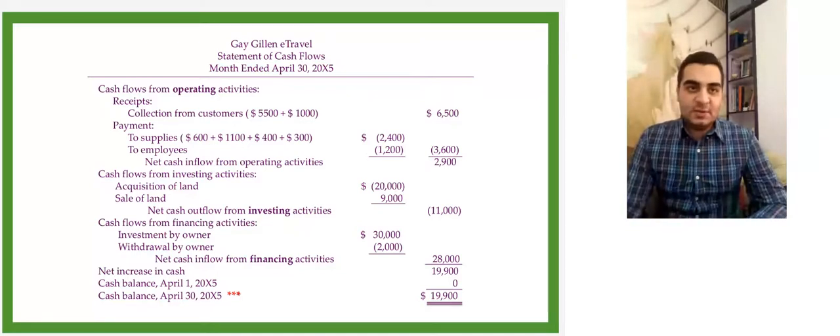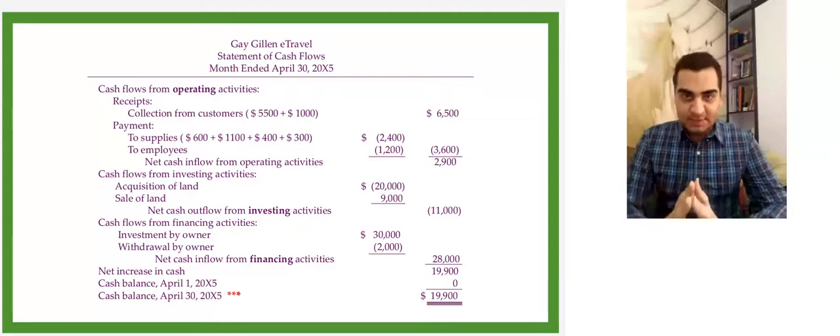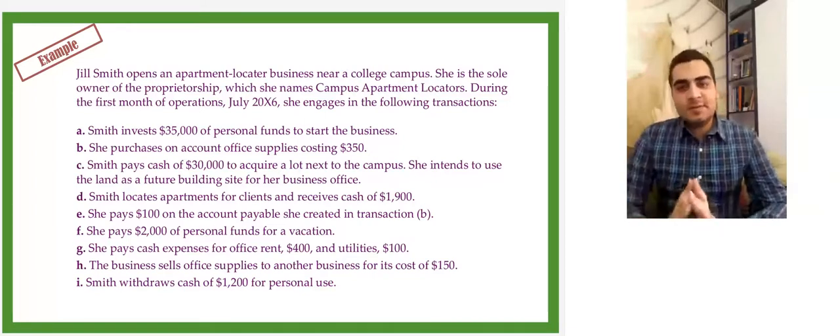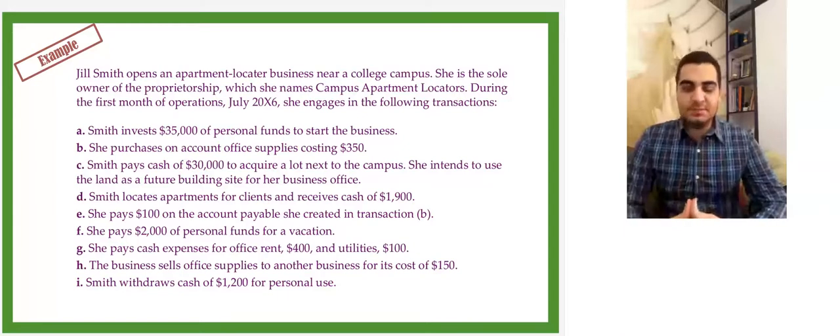And the next cash flow is for financing activities, for investment by owner or withdrawals by owner. And again, we have a net cash flow from financing activities, $19,900. Then for the net increase, if we add our cash balance at the beginning of the period, we're going to have the cash balance at the end of the period, which is $19,900. Now we have almost covered every part in this chapter. I'm going to solve an example for further comprehension.